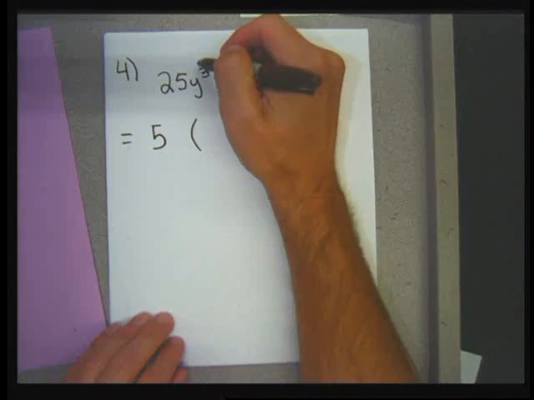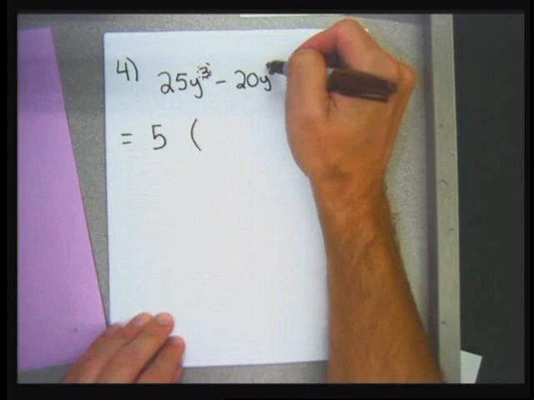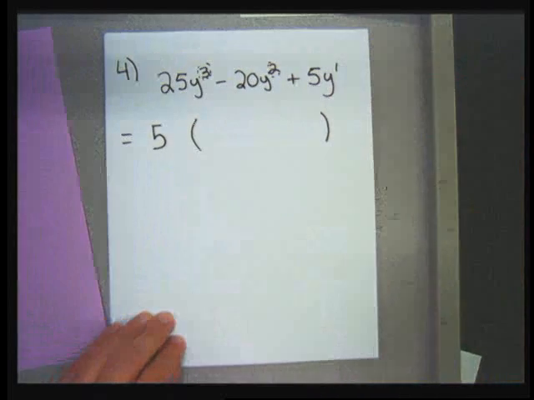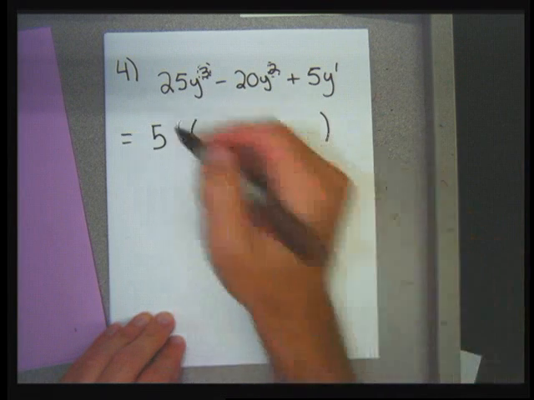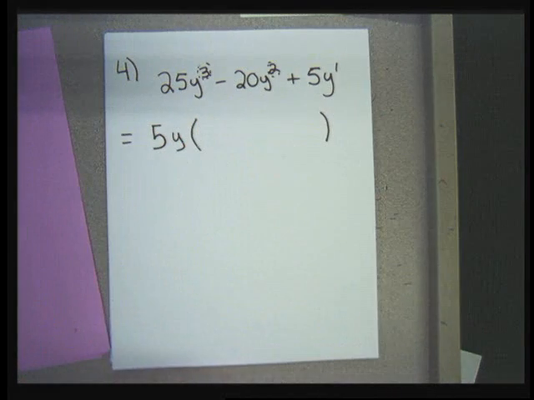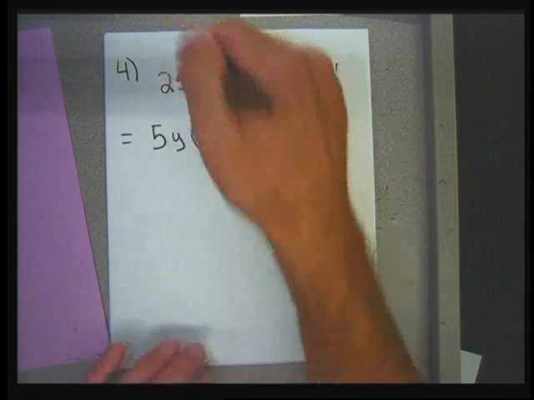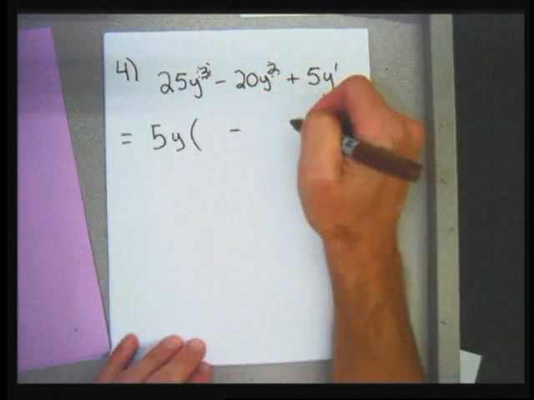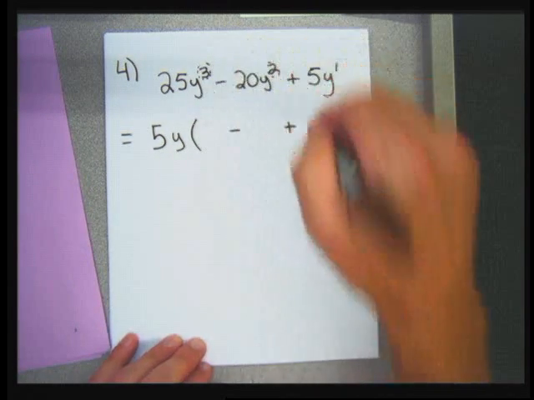You want the smallest exponent. Here's 3 y's, there's 2 y's, and there's 1 y. You want the smallest amount of y's, which is 1 y, or just y to the first power. So 5y is going to go in front of my parentheses. I'm going to carry the signs down. The minus sign and the plus sign are going to stay where they're at.